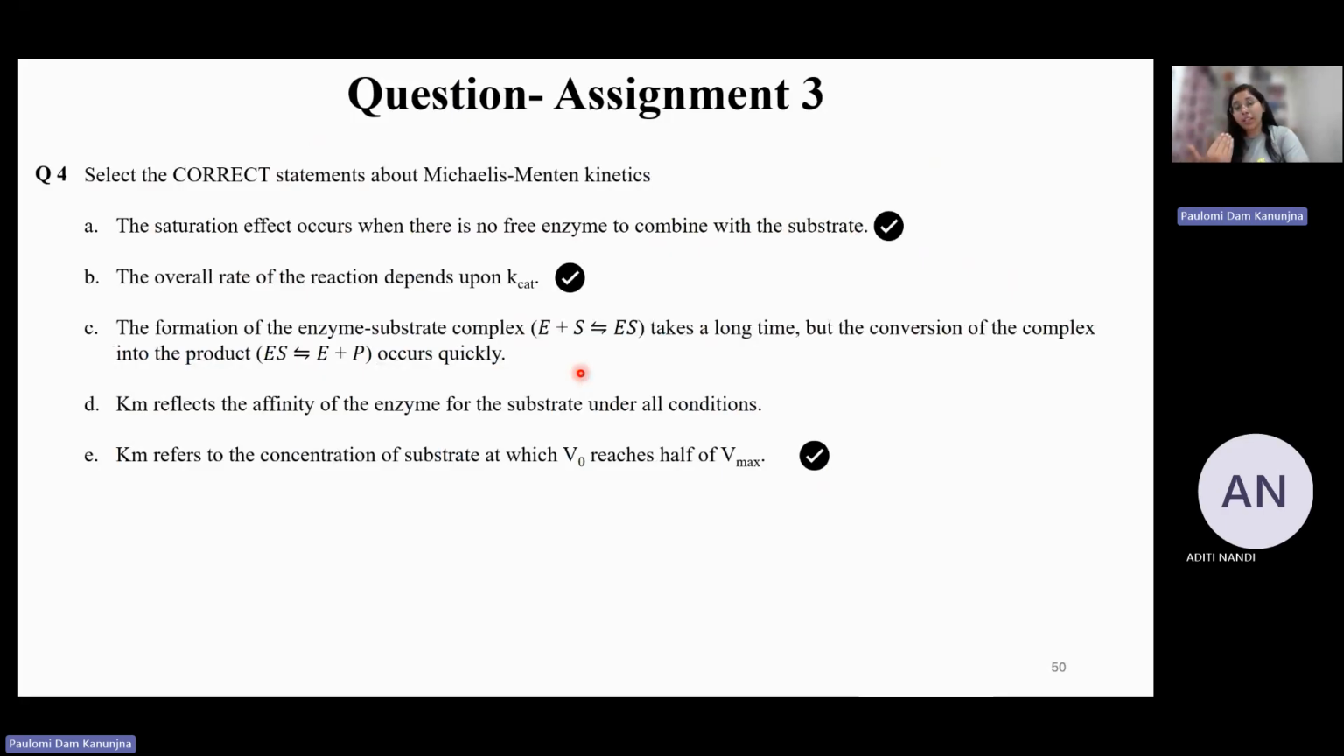So generally, if you have to comment on Km, you will do it on the basis of the concentration at which V naught reaches half of Vmax. Okay, right? It relates to affinity, yes, that's correct. Because when you look at Km and the dissociation complex and all the other rates, you do understand the affinity of the enzyme towards the substrate, but it is not under all conditions, and that is why it is incorrect, right?